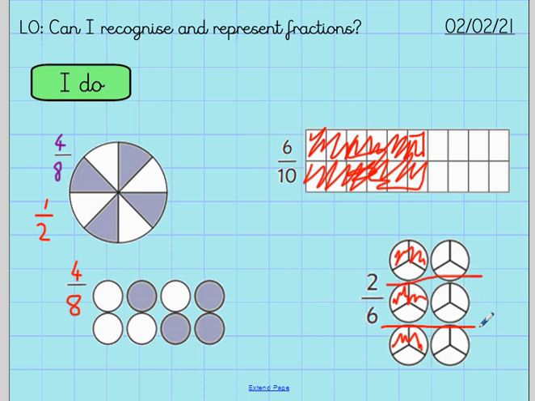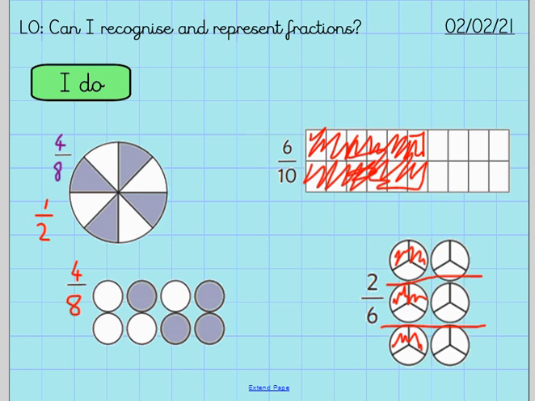So if there are more, you can split the shape. If it makes it easier for you, split the shape into the amount. So here, we know we're looking for sixths, so I've split it into 6 parts. 1, 2, 3, 4, 5, 6. There we go. And 2 of those are going to be shaded. Then I go on to the next one. There's 6 more, 2 of those are shaded. There's 6 more, 2 of those are shaded.